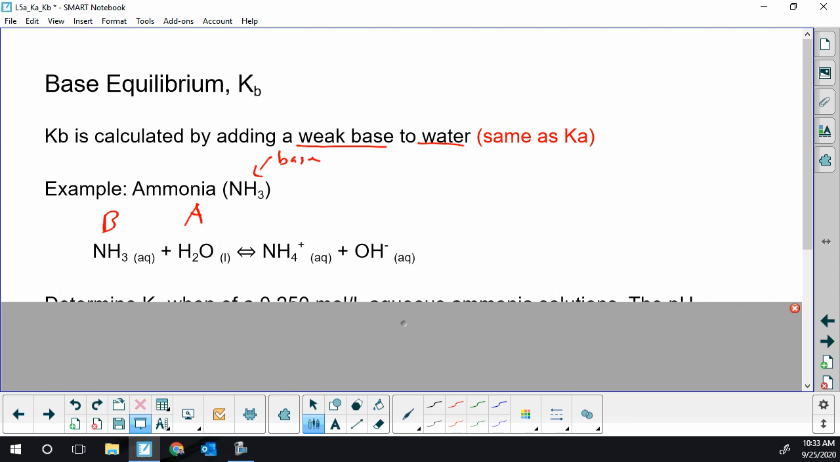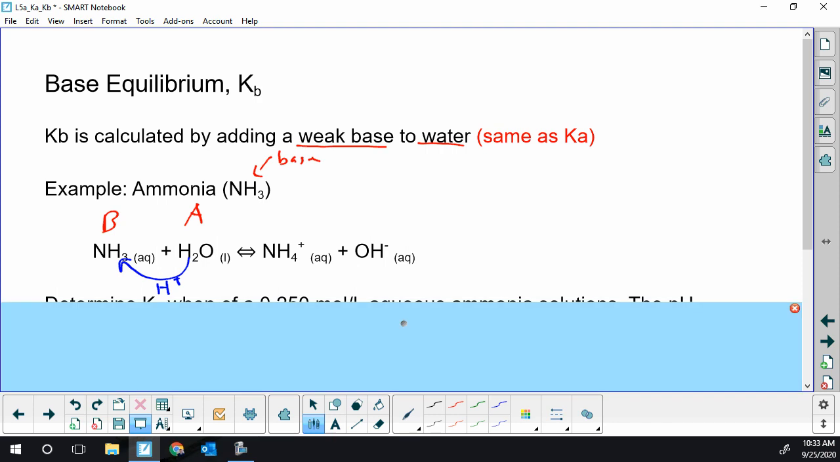The base by definition is a proton, what, acceptor or donator? Acceptor. And that helps you predict the conjugates. So we get ammonium. So ammonia is NH3, ammonium is the ion. And that ion is in your polyatomic ion table. And we get a hydroxide, of course, because we have a basic equation instead of an acidic equation.